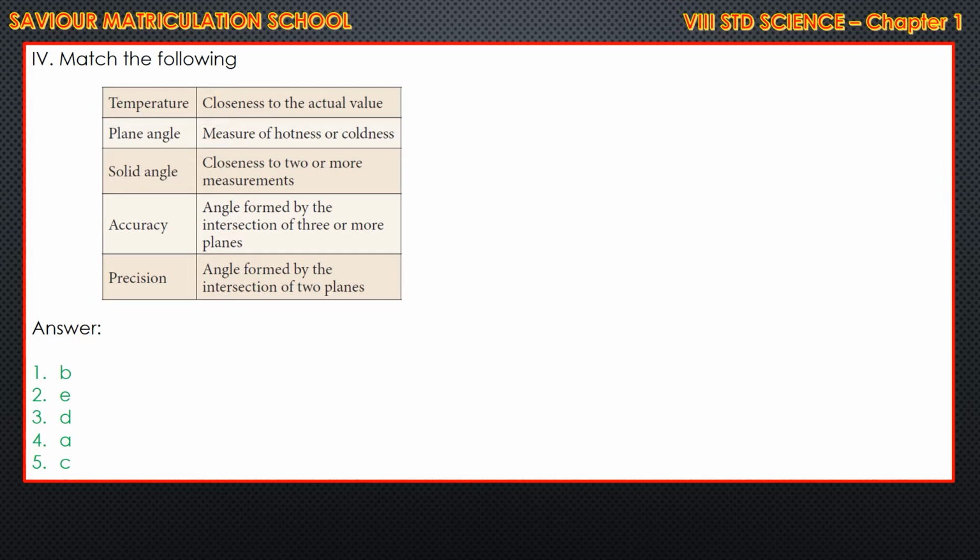And the answer for temperature, measure of hotness or coldness, is B. For plane angle, the answer is the last one, that is E, angle formed by the intersection of two planes. Third one, solid angle, that is D, angle formed by the intersection of 3 or more planes. Then accuracy, that is the first one, closeness to the actual value. Next one is precision, that is C, closeness of 2 or more measurements. So the options are B, E, D, A, C.